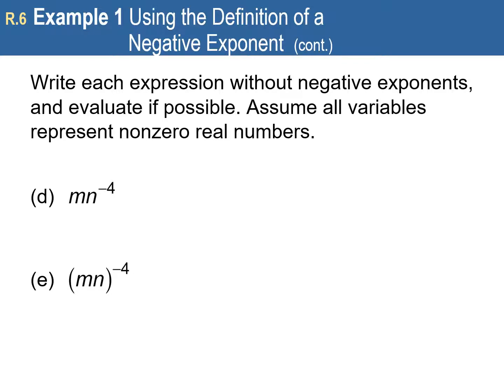Now, we want to write each of these without negative exponents and evaluate them if we can. So the first one, m n to the negative 4, becomes m divided by n to the 4th. And mn to the negative 4th becomes 1 divided by mn to the 4th. And we're going to distribute that exponent to both terms. So it's 1 over m to the 4th, n to the 4th.